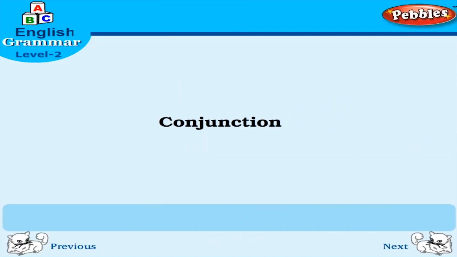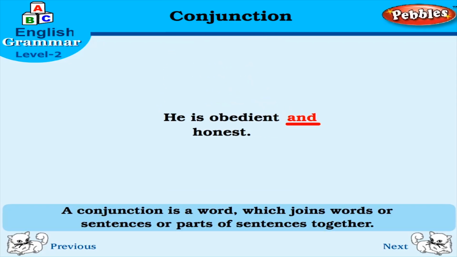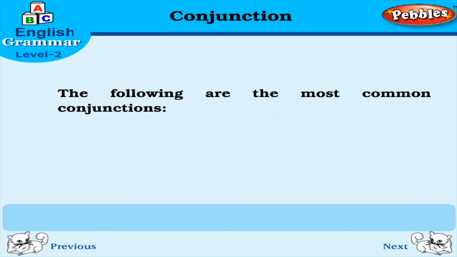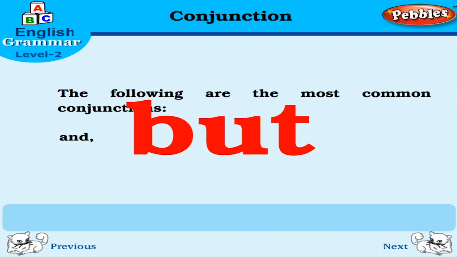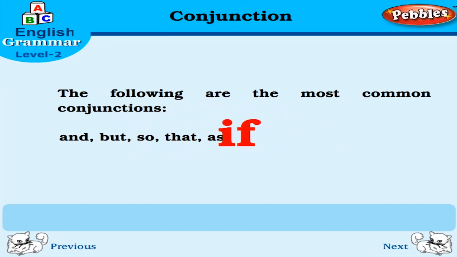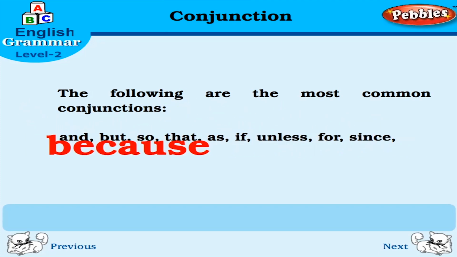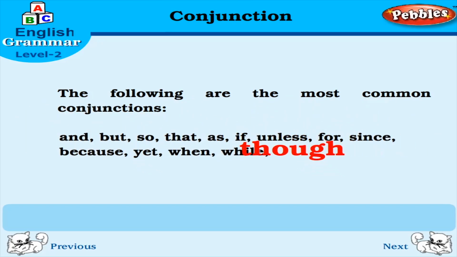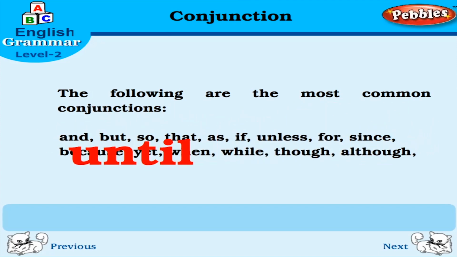Conjunction. A conjunction is a word which joins words or sentences or parts of sentences together. The following are the most common conjunctions: and, but, so, that, as, if, unless, for, since, because, yet, when, while, though, although, until, still. Let's see some of the sentences using conjunctions.